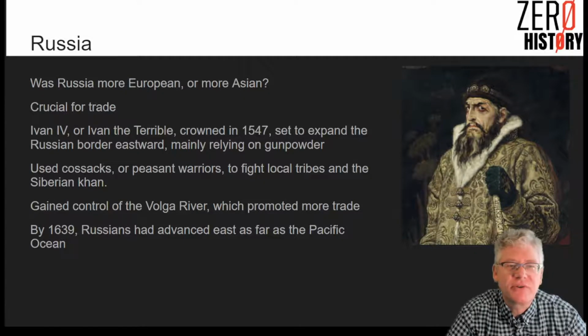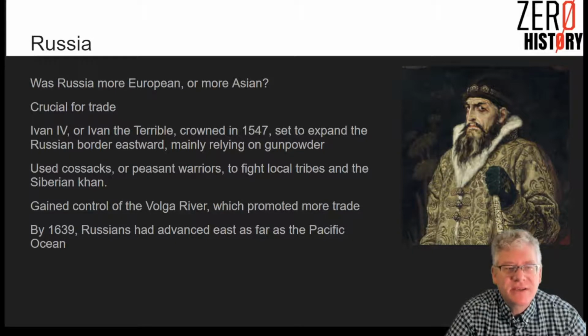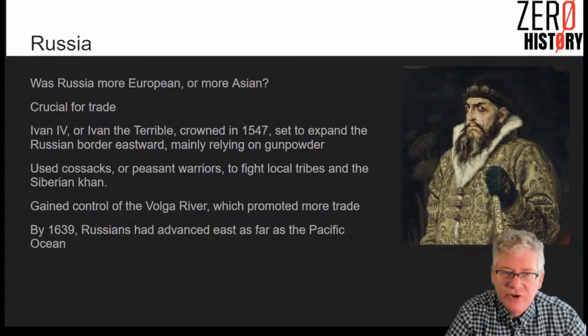Eventually, the Russians will gain control of the Volga River, which will promote more trade. It's an eastern river. And by 1639, the Russians had gotten as far as the Pacific Ocean. So they become a major power in that time, and by the 1700s or so, they are going to be a major, major power.